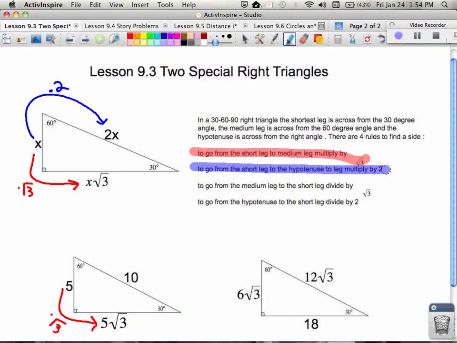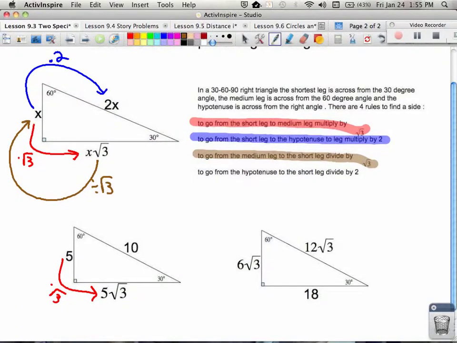Now the funny thing is the other 2 rules that I have is just going backwards, and those are dividing instead of multiplying. What I mean by that is to go from the medium leg to the short leg, what I see, medium to short, is I'm going to be dividing by the square root of 3. So here's the medium, I'm going to the short, I divide by the square root of 3. And you can see that on the left example down at the bottom as well. Going from the medium to the short, I divide by the square root of 3.